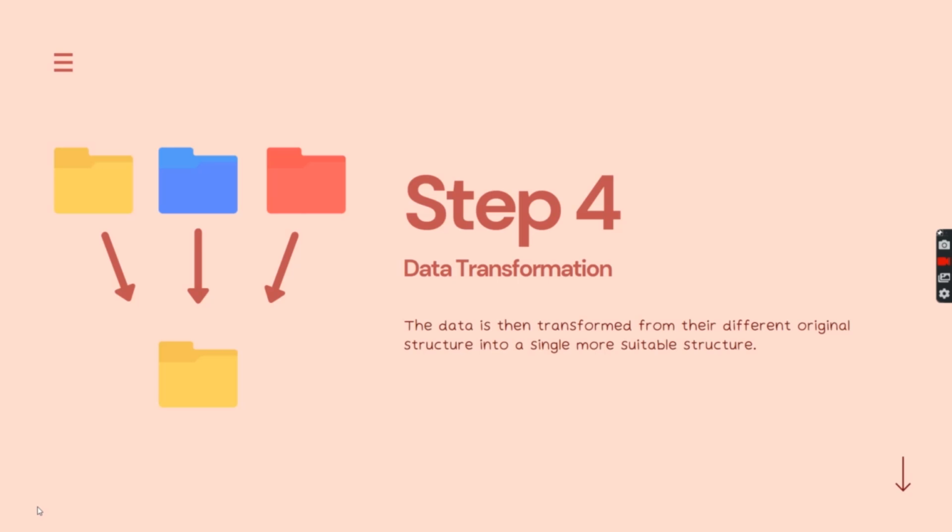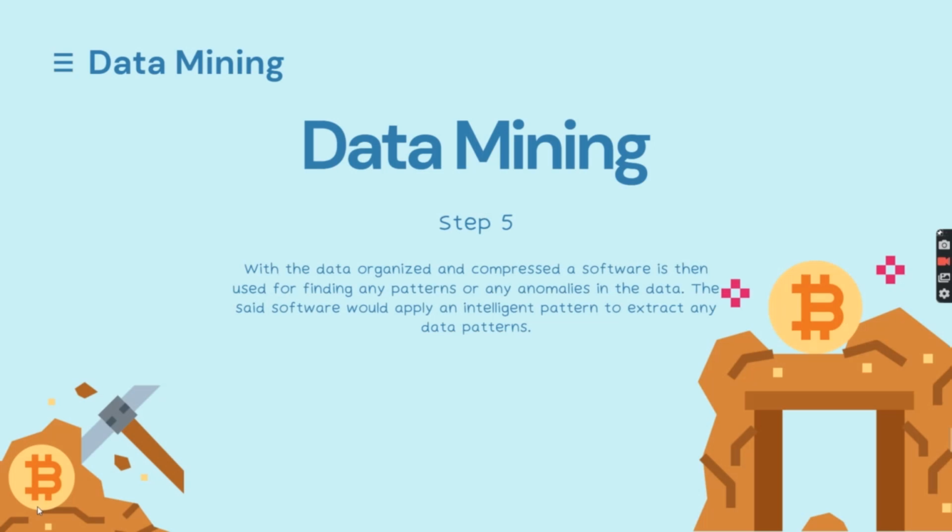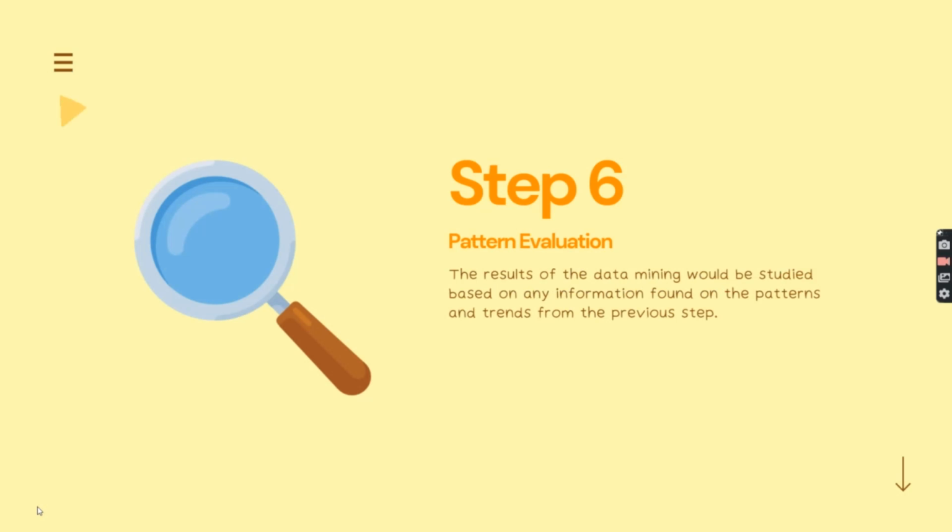The first 4 steps are called data preprocessing. Basically, data preprocessing is done to make the process of the data mining itself faster and more accurate. The 5th step would be data mining. With the data organized and compressed, a software is then used for finding any patterns or any anomalies in the data. The said software would apply an intelligent pattern to extract any data patterns.